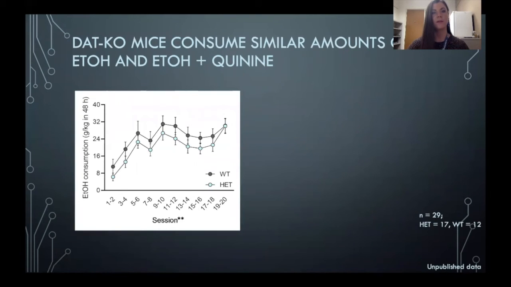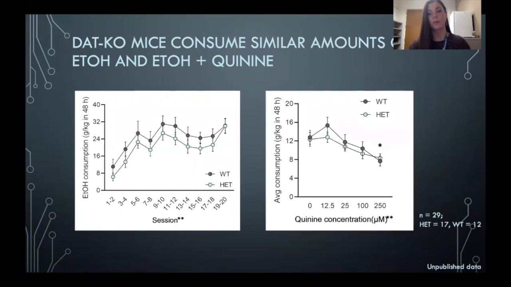What we first found was that for the DAT knockout mice, there were no differences. So as we can see here, for ethanol consumption, there is no difference between our wild type and het mice. In addition, when we looked at aversion-resistant intake, there was no difference between our wild types and hets here as well.